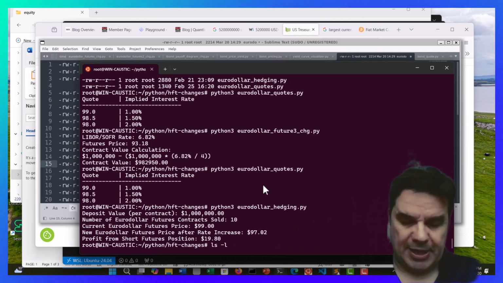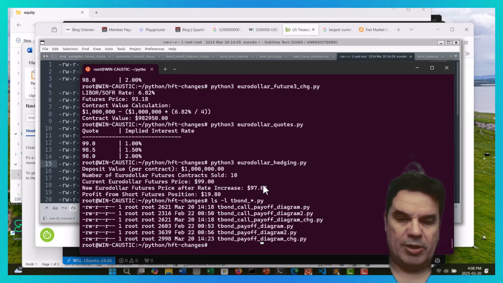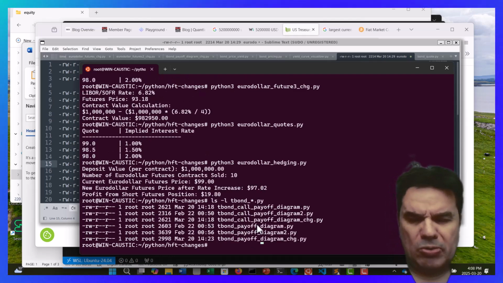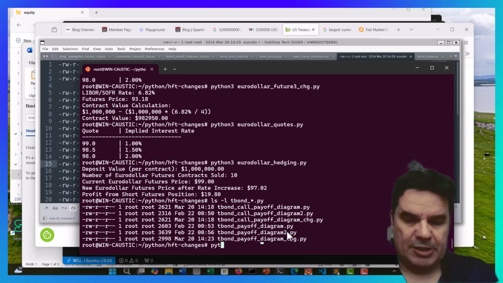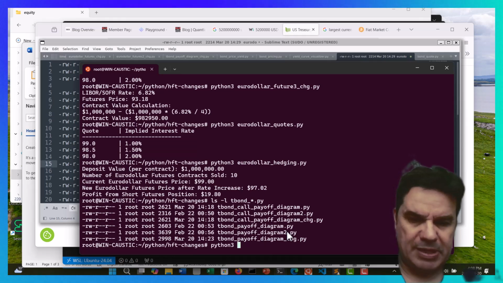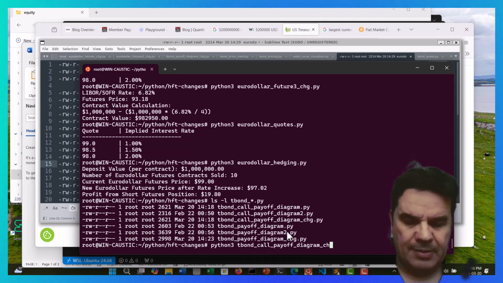There's a bunch here I could look at. So the T-bond is an interesting one as well. So these are all payoff diagrams. So let me just pull one up. I'm not sure if these will have any meaning. Again, this is nowhere close to final. This is just to show you what's coming.